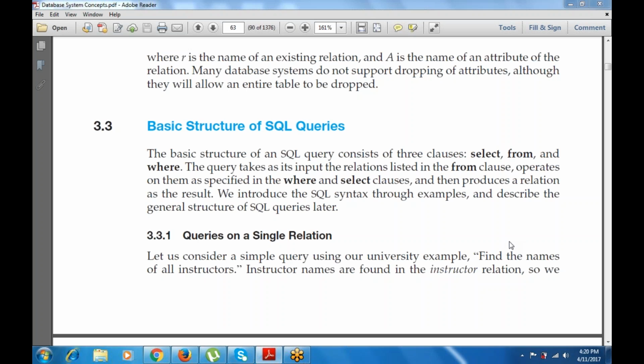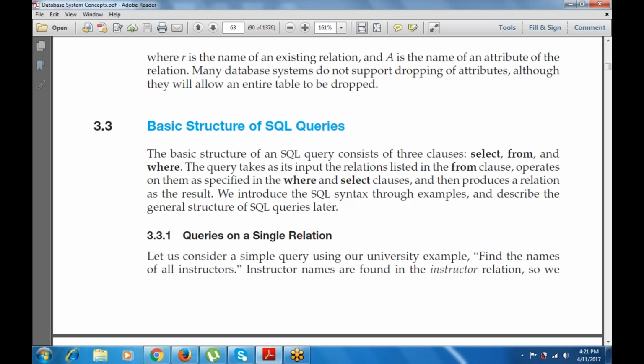Now let's start with the structure of the SQL query. There are three main clauses used over here. First is the select, then the from, then the where. The query takes its input from the relations listed in the from clause, and operators are specified in the where clause. That means whatever the operators, scenarios, or columns we are going to use are available from the from clause, used within the select command.